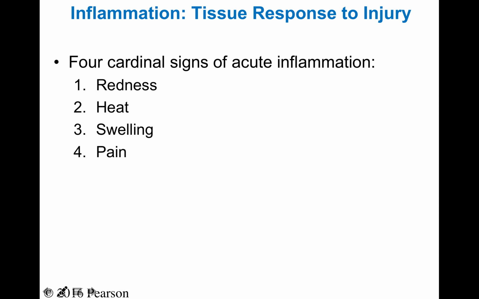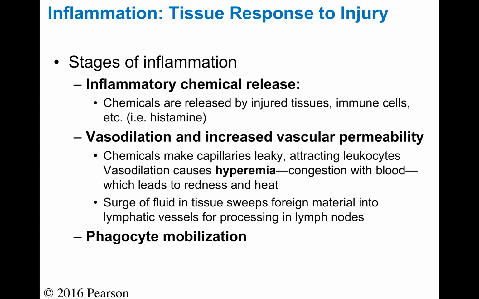So, four main characteristics of inflammation include redness, heat, swelling, and pain. So how is each of these created? As we go through this, let's take a look at the stages that are responsible for creating an inflammation.